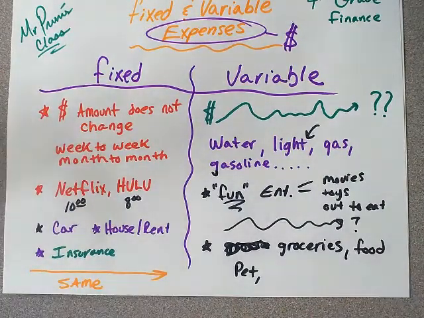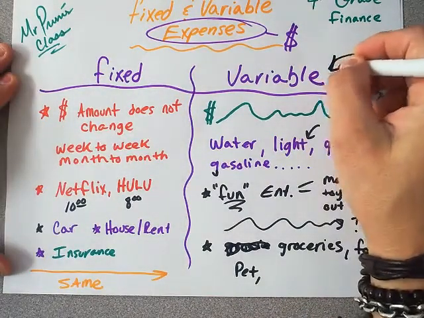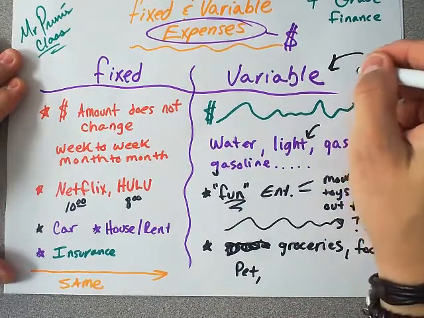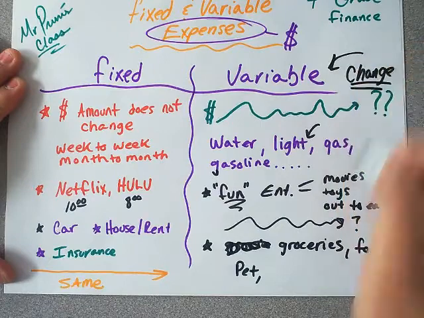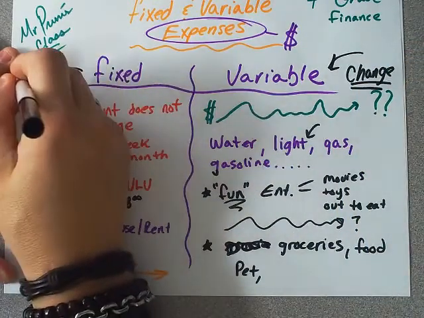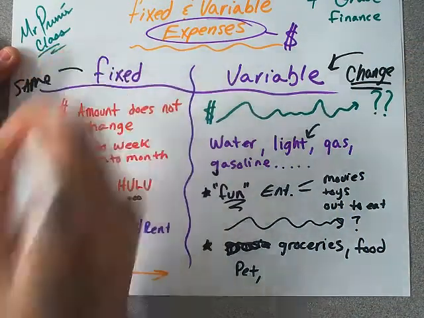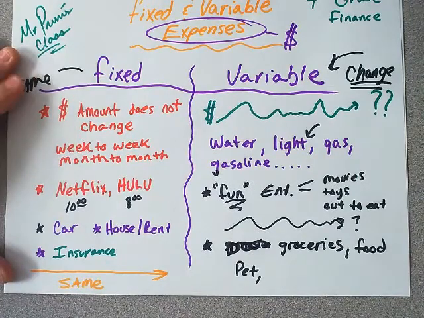So in a nutshell, the variable expenses are the ones that are always going to change. You never really know 100% what it's going to be, whereas the fixed ones stay the same. Okay, so I hope that kind of clears up some things.